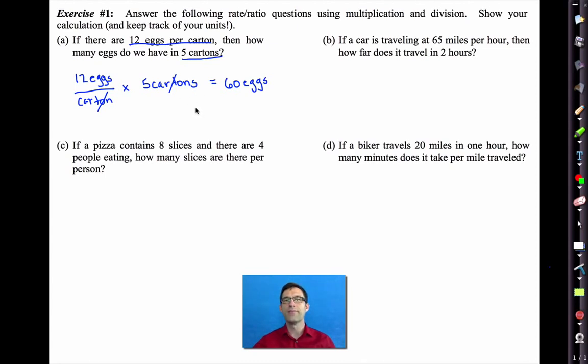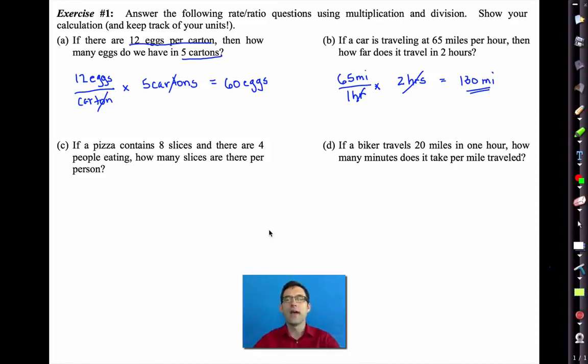Take a look at letter B. If a car is traveling 65 miles per hour, how far does it travel in 2 hours? Go ahead and pause the video again. All right, we have another problem involving multiplication, right? Same idea. The car is traveling 65 miles in 1 hour, right? How many does it travel in 2 hours? Well, the hours cancel, and it leaves us with 130 miles. That almost looks like a 3.